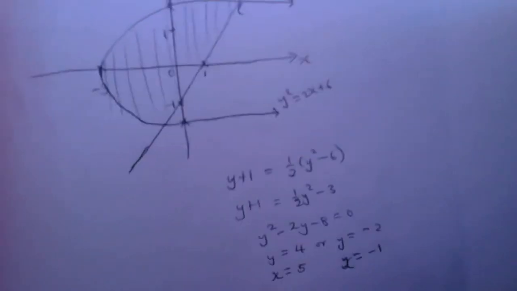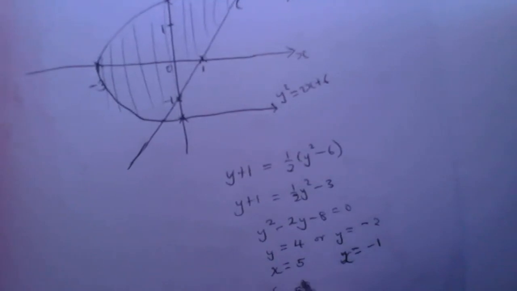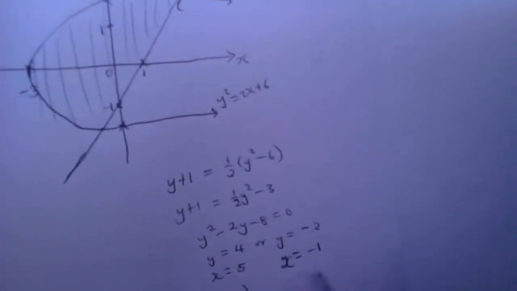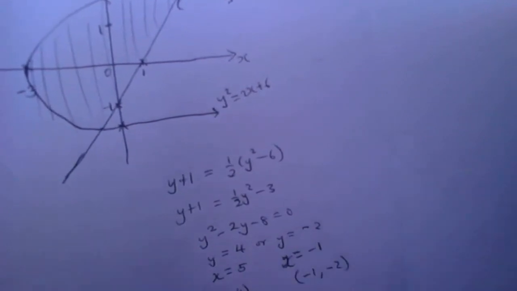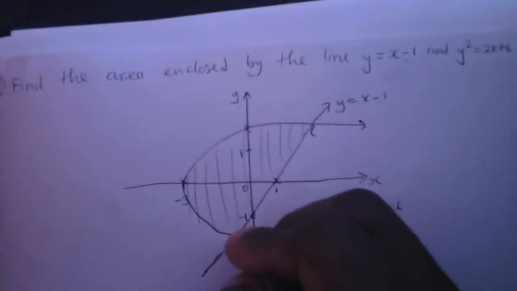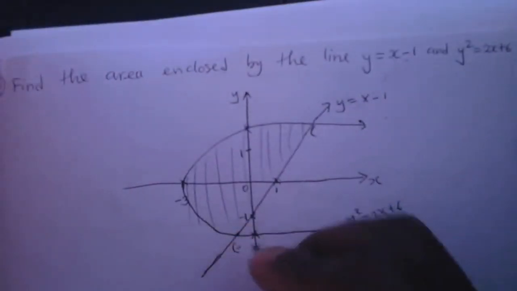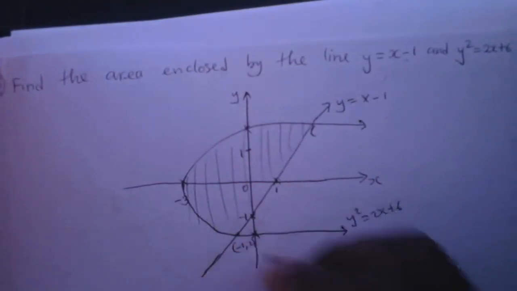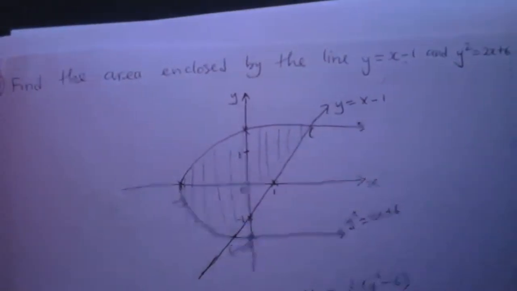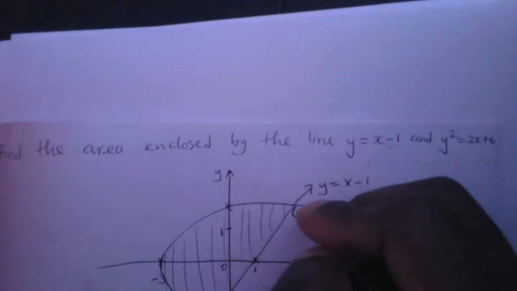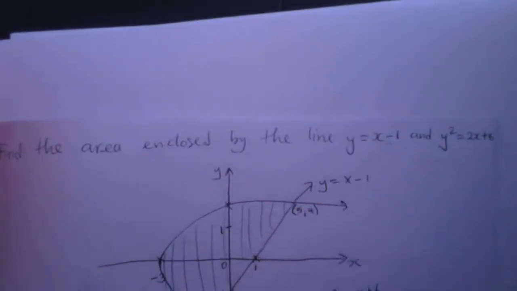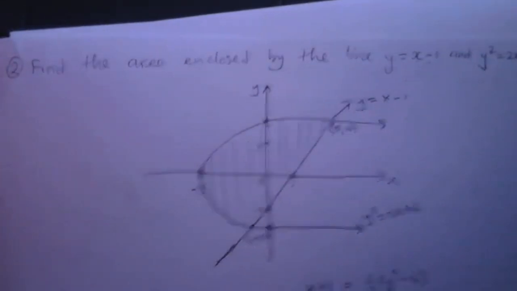So if you find the point, you have 4, 5, or the other way is 5, 4. And here you have minus 1, minus 2. Alright, so those are the 2 points. This point here is minus 1, minus 2, and this point up here is 5 and 4. So let's find the area.